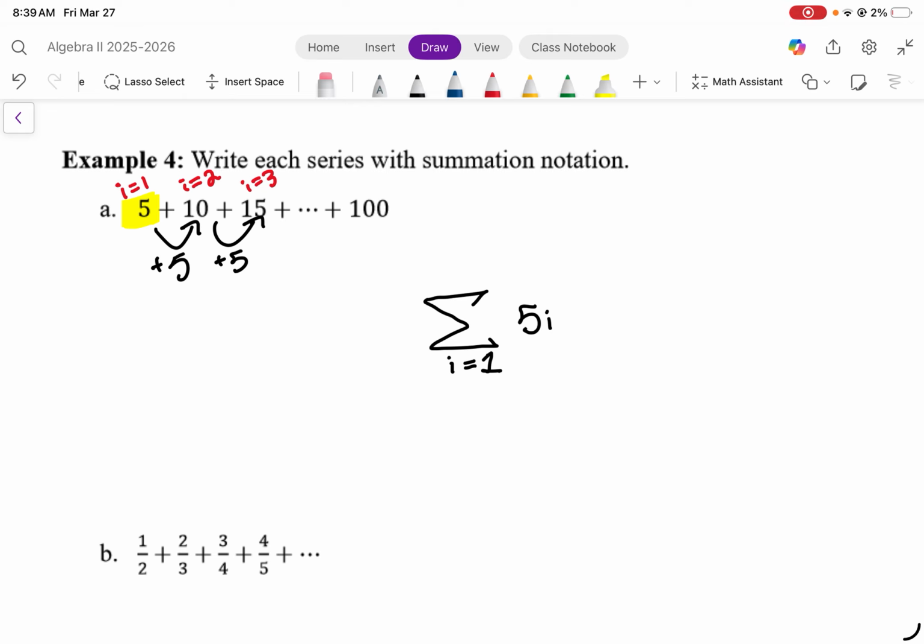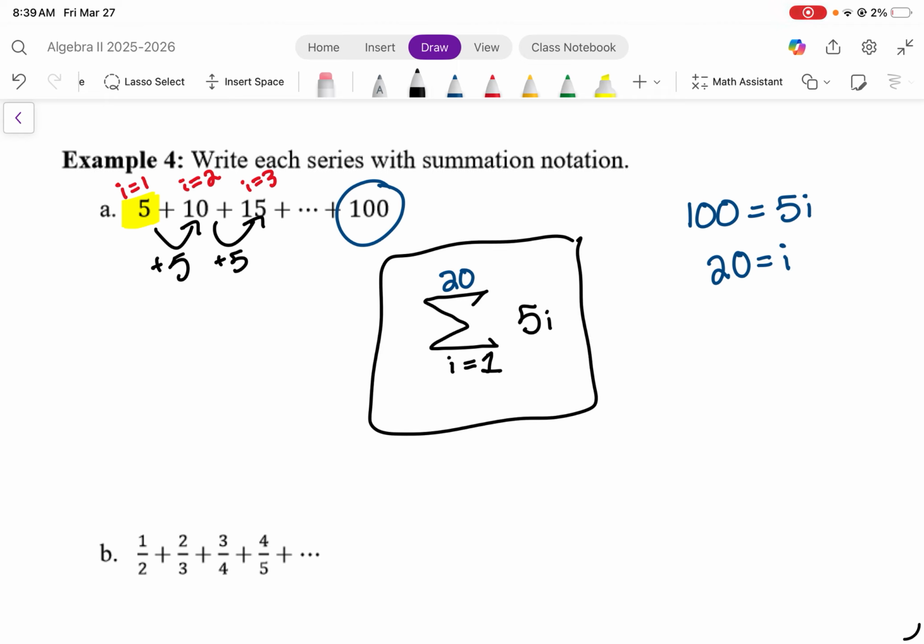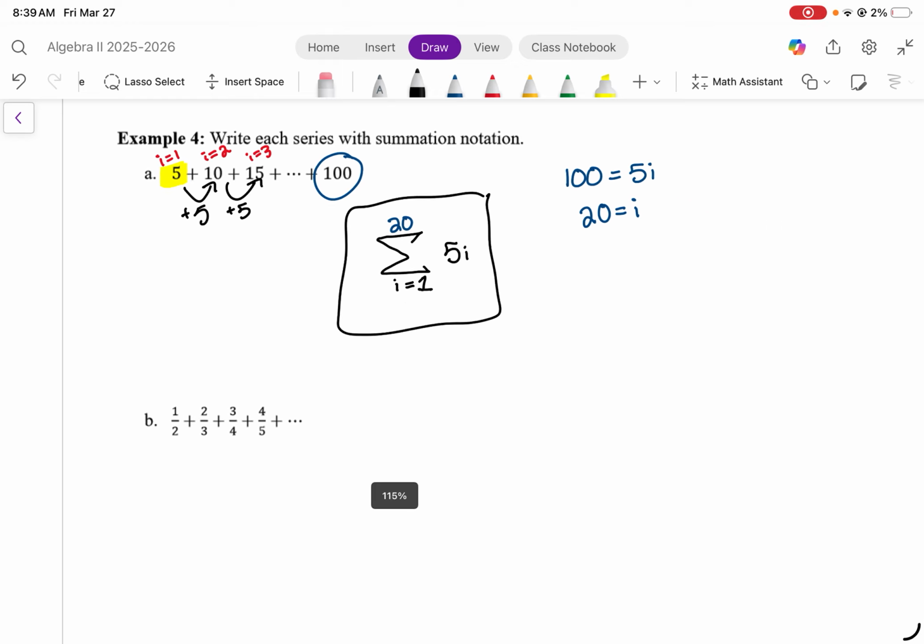So I don't need to add or subtract anything to the 5i. Okay, then I need to figure out what my upper limit is. If there is an ending, like this one is 100, you can set that last term equal to your rule and then solve for the variable. That will help you figure out what that upper limit is supposed to be. And in this case, it would be 20. This one, you might have been able to do without setting up the equation, but there are going to be some where you will need to set up the equation to then solve. And once you have that, that is your answer. This one just wants you to write it in summation notation. We're not being asked to solve. Awesome. All right, let's go to part B.